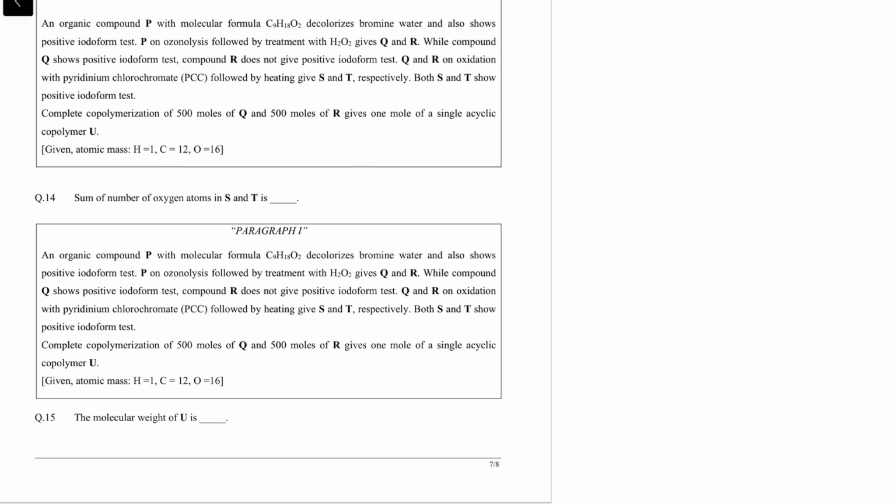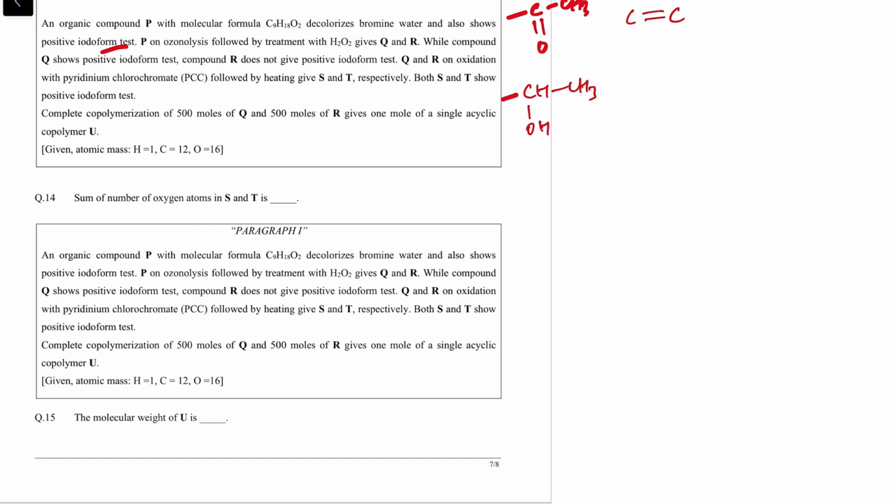An organic compound P with molecular formula C9H18O2. The molecular formula indicates that the degree of unsaturation is 1, right? Since it decolorizes bromine water, it has to have a carbon-carbon double bond, and it also shows positive iodoform test. Positive iodoform test is shown by the molecules that have either this group or this group.